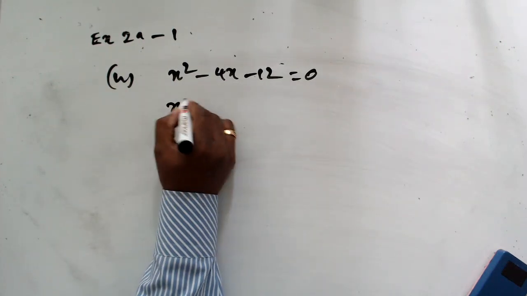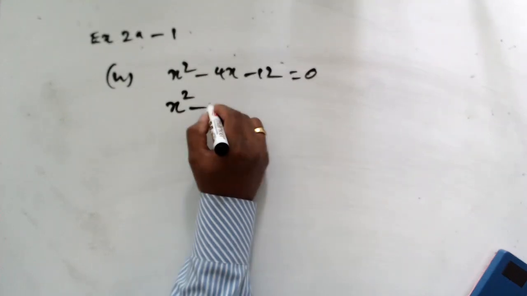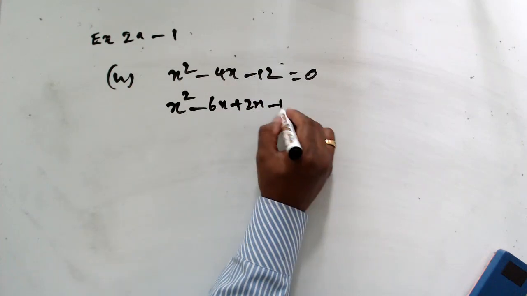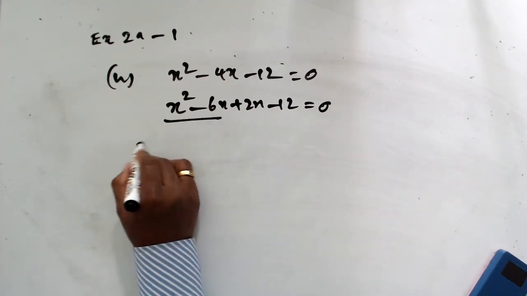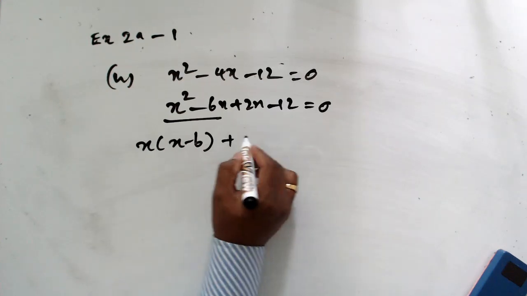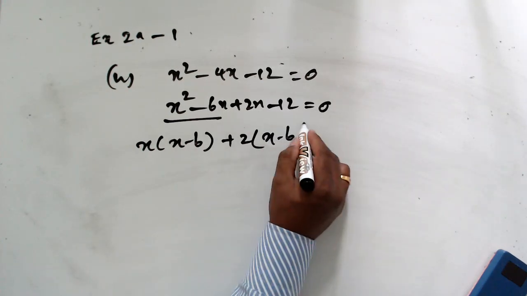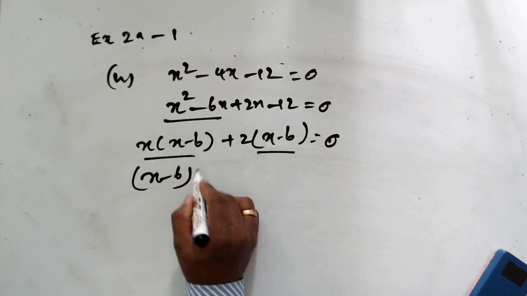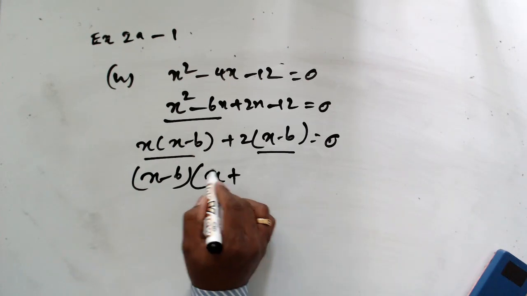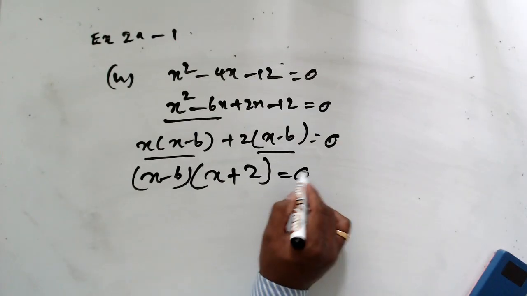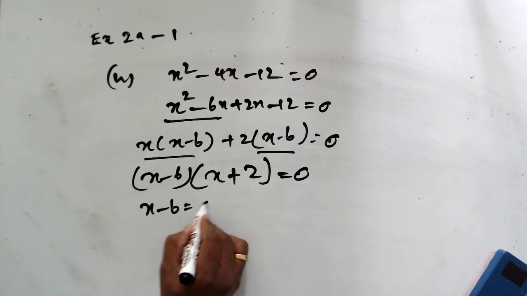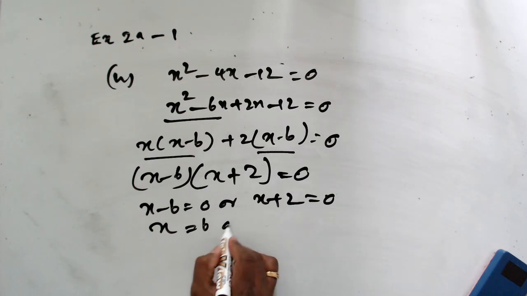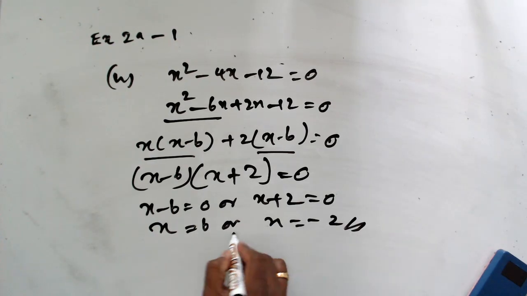H: x square minus 4x, you can write minus 6x plus 2x. When you add, you will get minus 12. X is common, x minus 6, plus 2 is common, x minus 6 equals 0. X minus 6 is common from both parts. X is remaining here, plus 2 is remaining here, equals 0. X minus 6 equals 0 or x plus 2 equals 0. So x equals 6 or x equals minus 2.